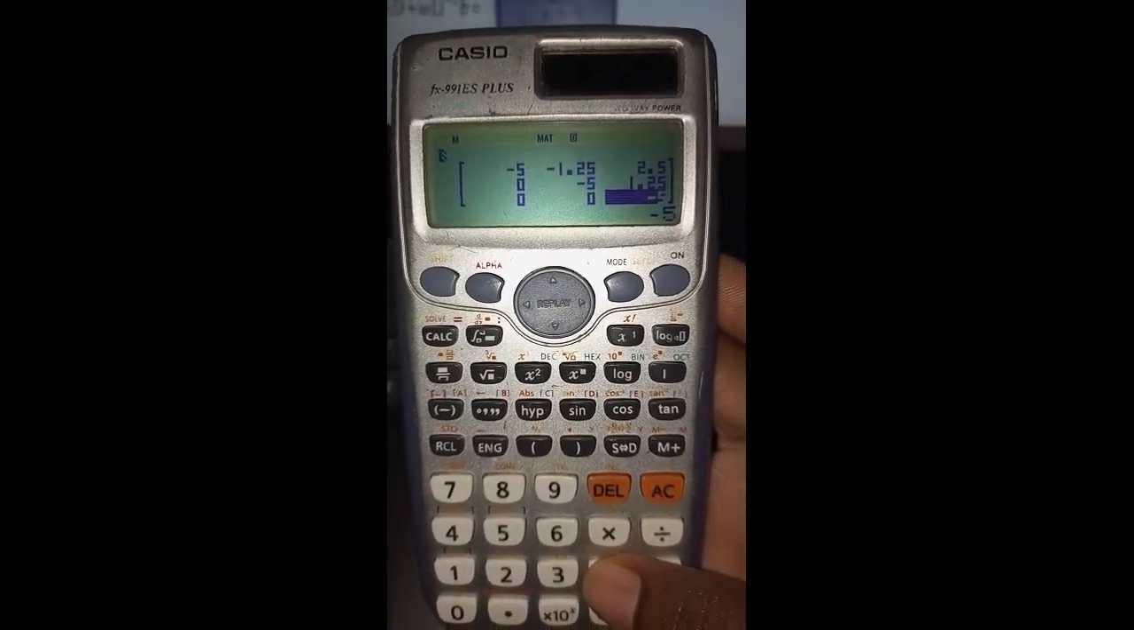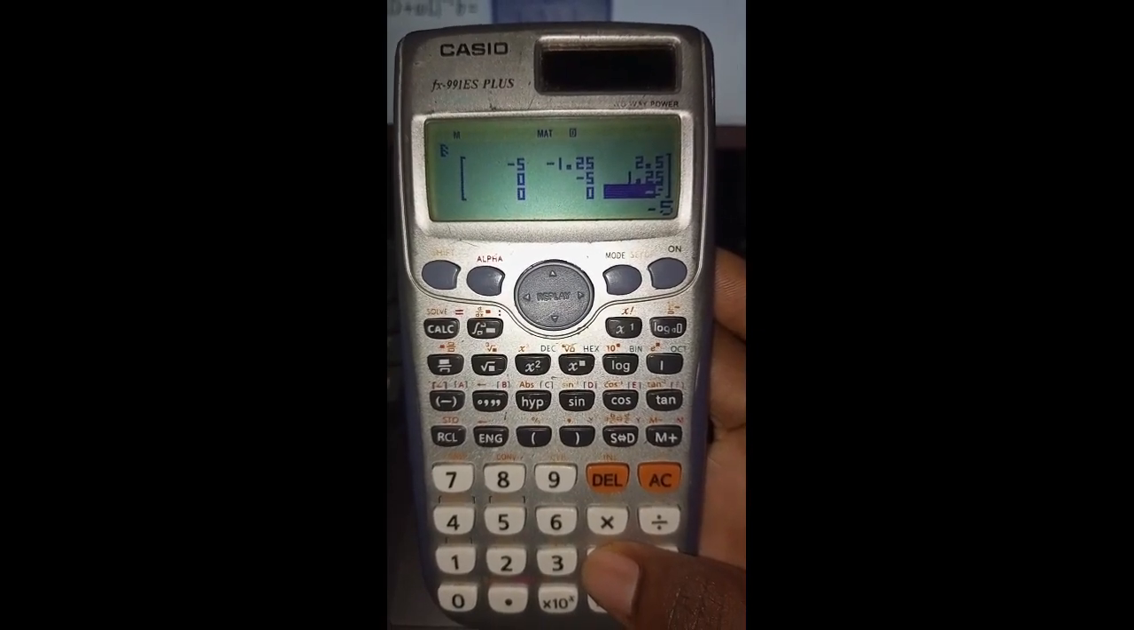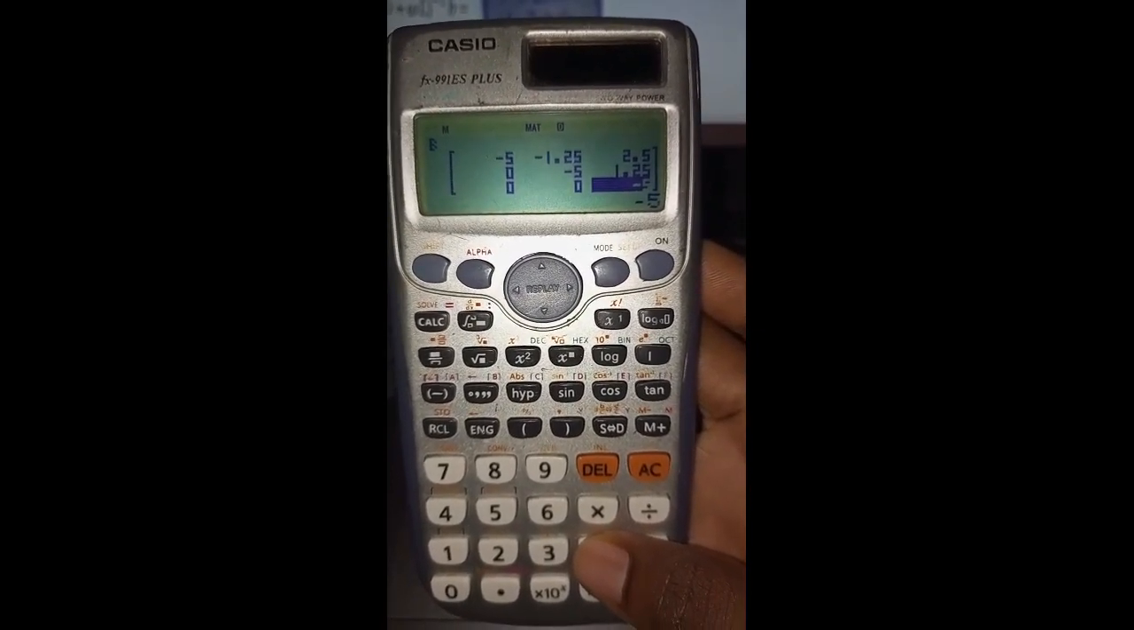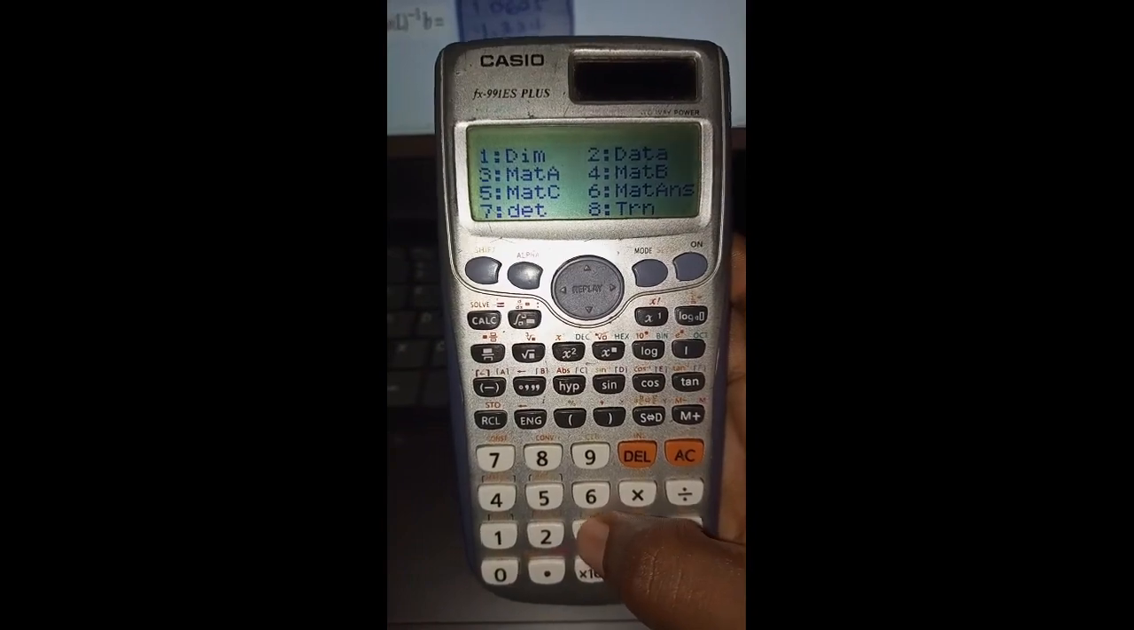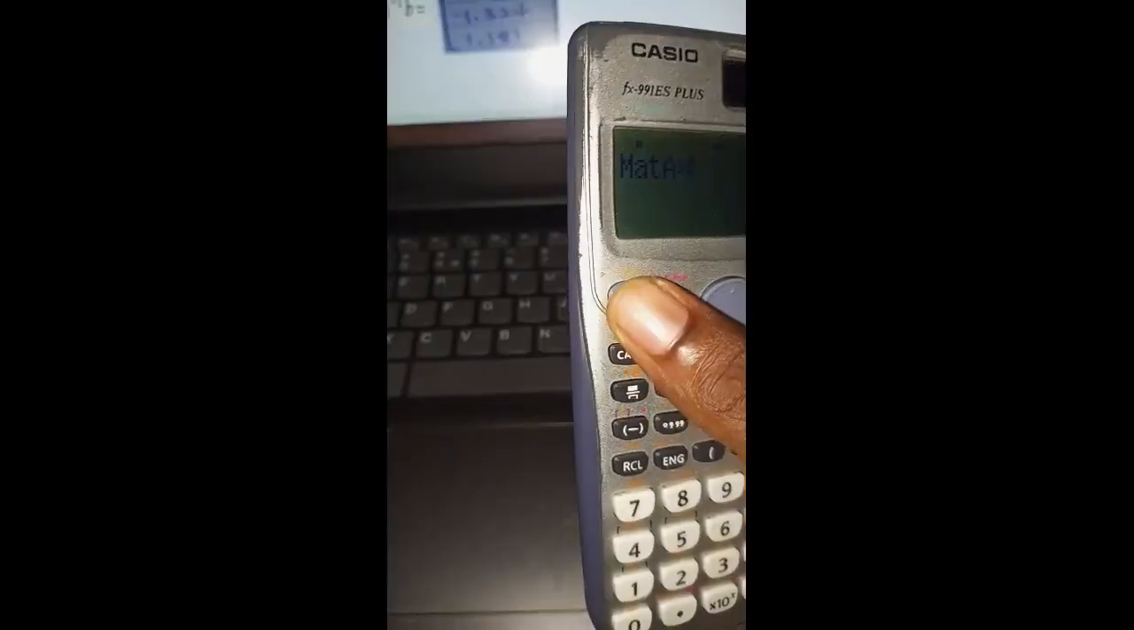As you can see here, I've made the entries for the second term. Now what we are going to do, we're going to multiply the Mat A and then the Mat B. So I'm going to clear, then choose Mat A, which is 3, times the Mat B.